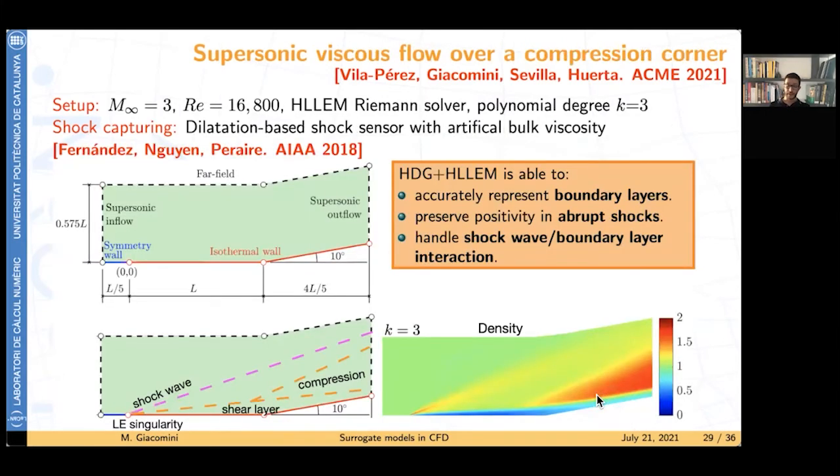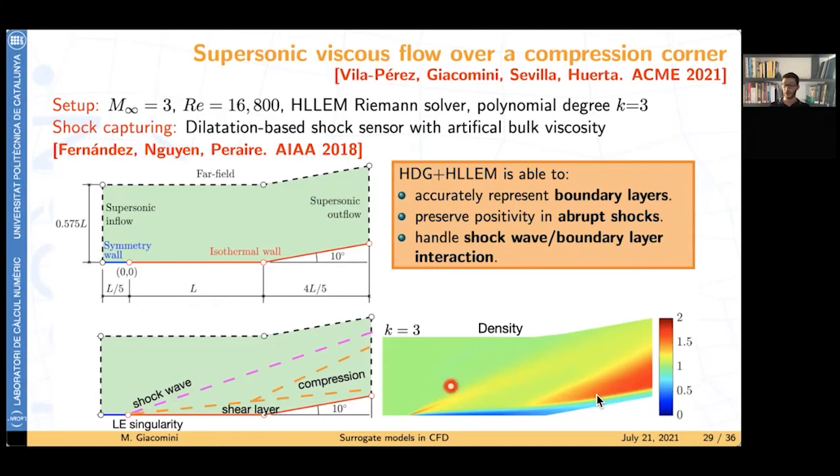These extend as well to supersonic viscous flows. This is a flow at Mach number 3 and Reynolds number 16,000 over a compression corner. I'm not going through the details. I want to state that this problem is extremely complex because we have a shock wave that develops over here, a shear layer, a compression region, and the interaction of these phenomena.